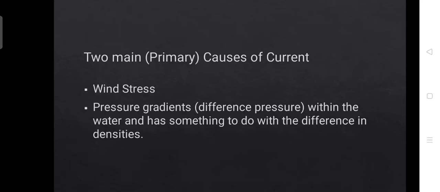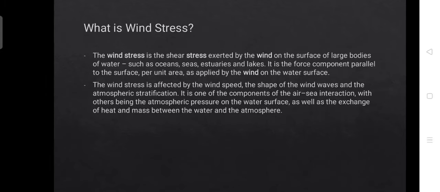Causes and kinds of ocean current. The two primary causes of current are wind stress and pressure gradient within the water, which has something to do with the difference in density. So what is wind stress? Wind stress is the shear stress exerted by the wind on the surface of a large body of water, such as oceans, seas, estuaries, and lakes. It is the force component parallel to the surface per unit area supplied by the wind on the water surface.